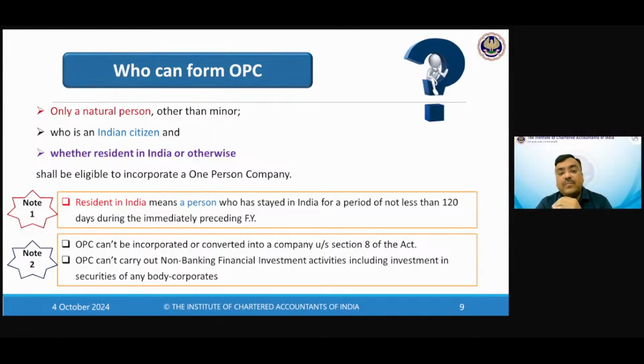Now, second point, an OPC cannot be incorporated or converted into a charitable company under Section 8. It means an OPC cannot work as a charitable company. Also, an OPC can't carry out NBFC, non-banking financial investment activities, including investment in securities of any body corporate. So the restriction on OPC is that it cannot work as a non-profit making organization, or as an NBFC, right?